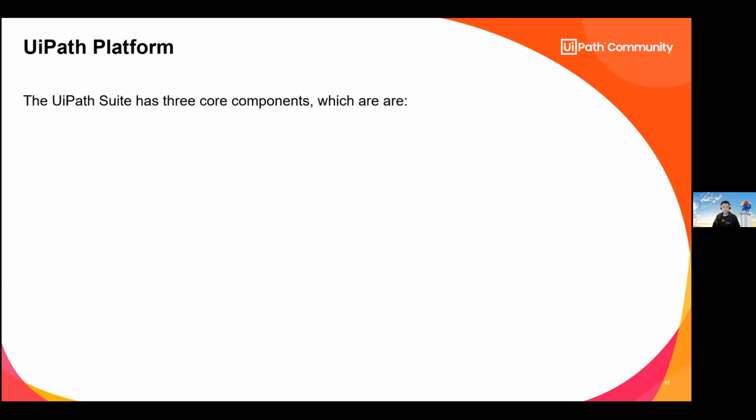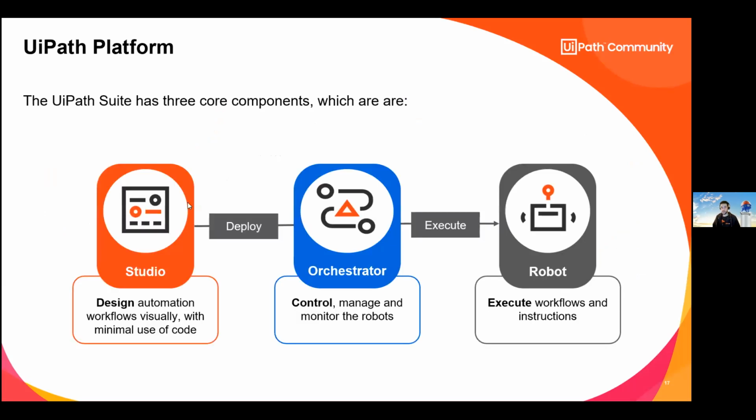Okay, so we mentioned that UiPath Suite has three main components. Those three main components are UiPath Studio. UiPath Studio is where we will design automations. We will have a visual automation tool that we can use with drag and drop, so we don't have to do everything like coding, programming, those kinds of things. And it says minimal use of code because there are a few flavors of Studio.